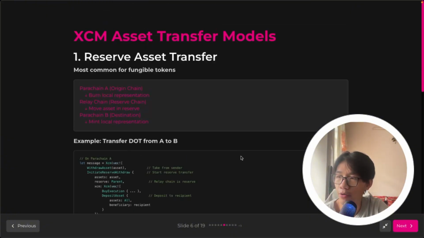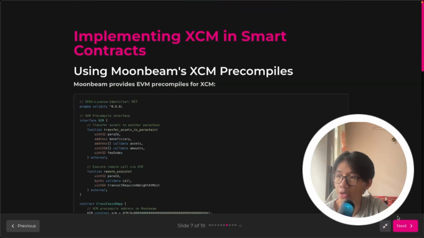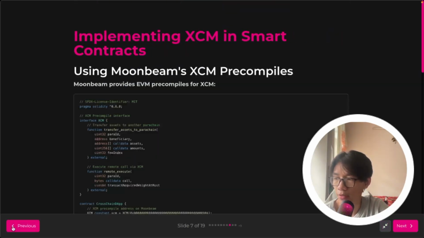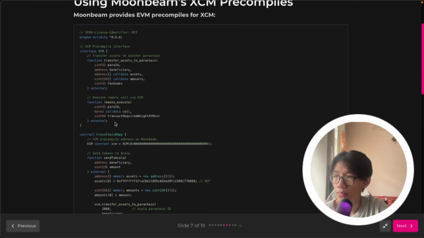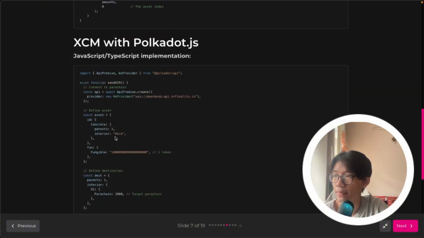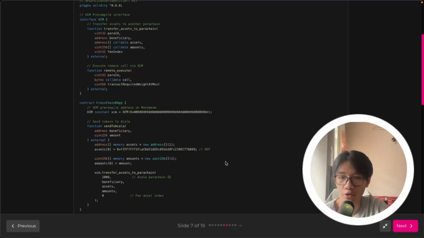Here we're going directly to more advanced topics. So that is about XCM. If you want to use XCM, you can also use the XCM precompile directly in Solidity to enable you to do cross-chain actions directly in a Solidity smart contract.